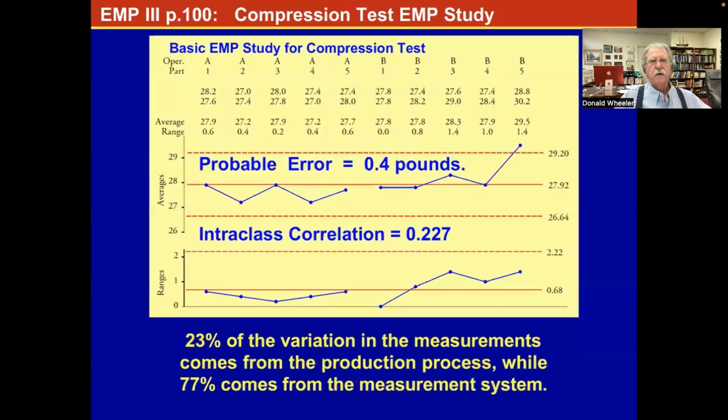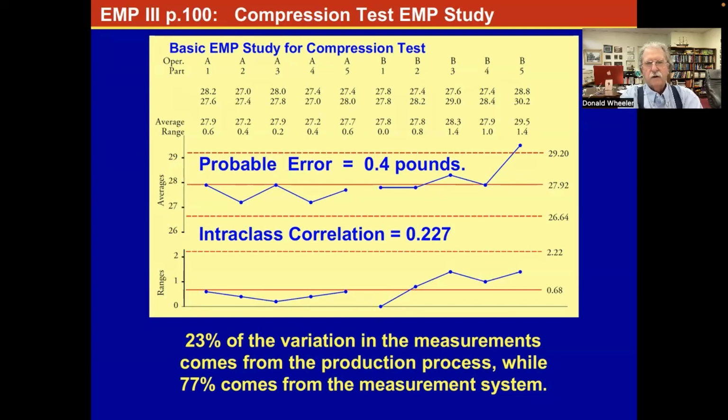Now, the probable error here is 0.4 pounds. The measurement increment, 0.2 pounds. Basically, these numbers are good to within a half pound. Good to within a half pound is more than enough to tell the difference between 20-pound foam and 30-pound foam. But in this case, when you're trying to make a whole lot of product that's got 28-pound foam in it, you don't have enough discrimination in your measurement system to detect the differences in the product.